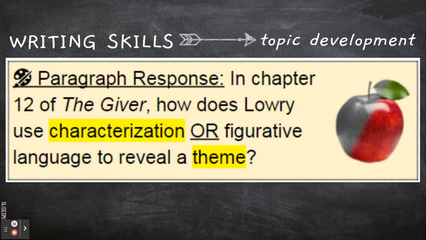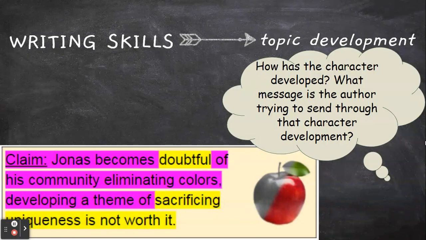So let's look at that example we discussed in class from The Giver. If I wanted to talk about characterization, how that shows theme, I'd ask myself, how is the character developed? What message is the author trying to send through that character development? Look at my claim in the bottom left. You'll see I'm naming his character development. I'm naming him becoming doubtful. And I'm also naming the theme.